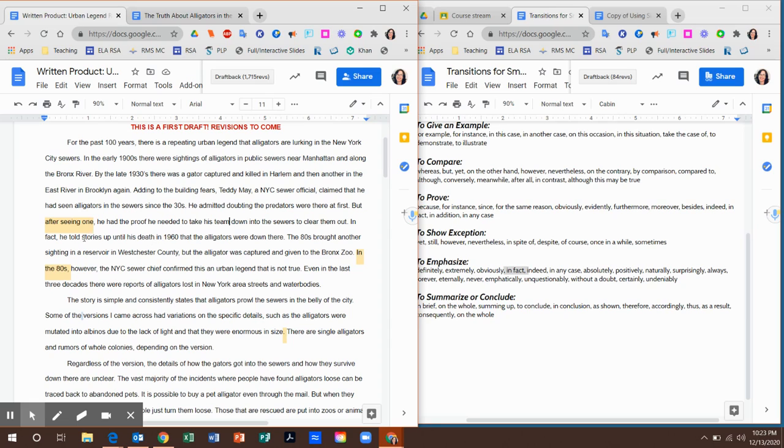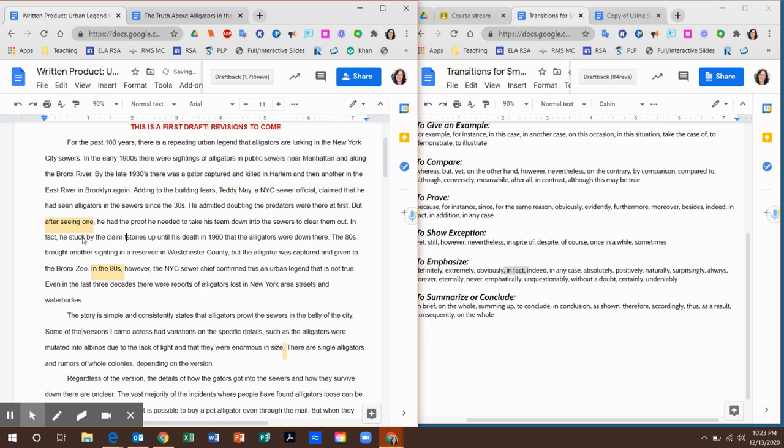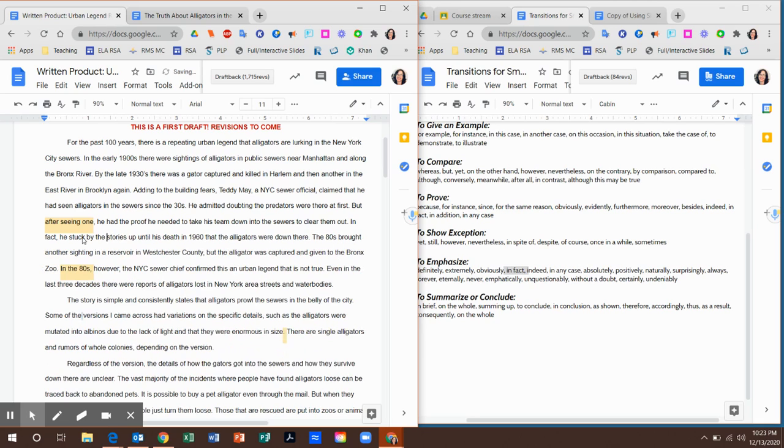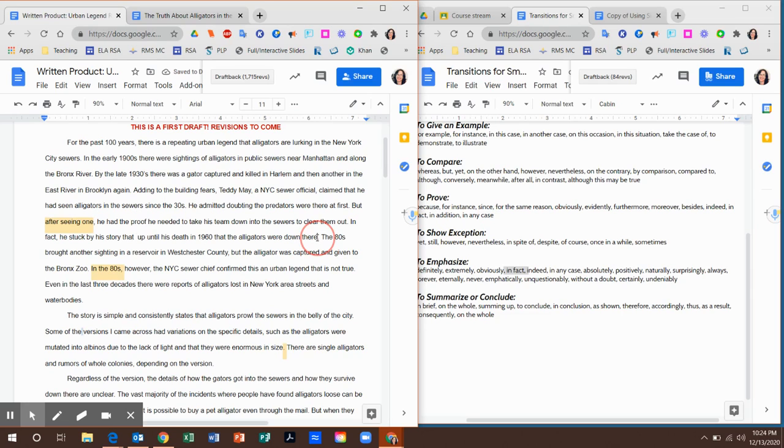"In fact, he stuck by his story up until his, he stuck by his, he insisted the alligators, by his story." "In fact, he stuck by his story that the alligators," I'm going to move this, "that the alligators were down there up until his death in 1960."